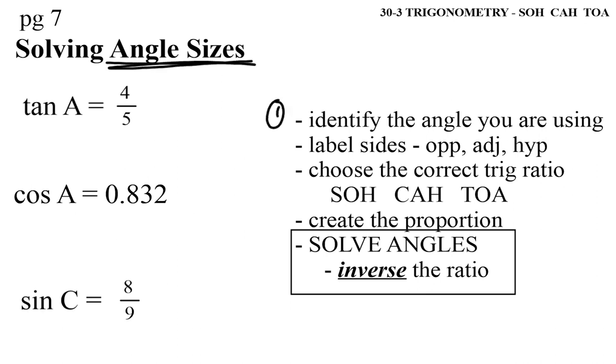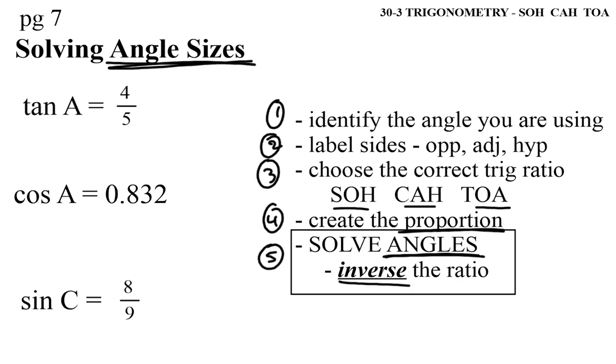There's step 1, reference angle. Step 2, label the sides. Step 3, figure out which trig ratio. Step 4, write the proportion or the ratio. And step 5 now, to solve angles, we have to inverse the ratio. Well, that's what we have to practice first. What does it mean to inverse a ratio? Well, we have 3 examples here.